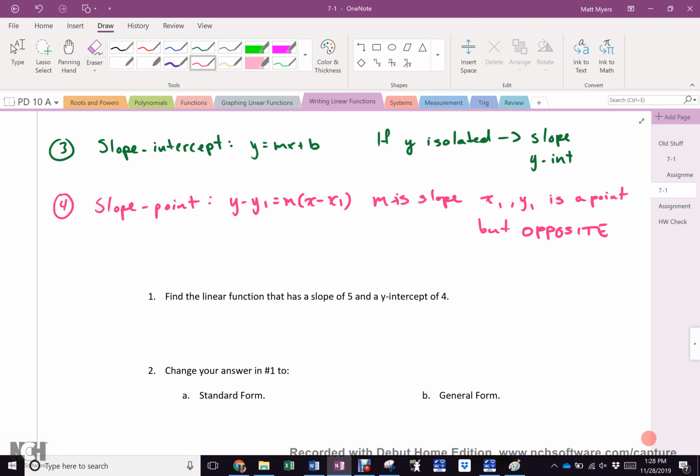Anyways, back to math. Number 1, using algebra without a graph, what of our four options are we going to use to do number 1? Of course we're going to use slope-intercept form. Why? Because we have a slope and a y-intercept. Y equals 5x plus 4. Boy, that was difficult, right? Whew! Everybody take a breather.